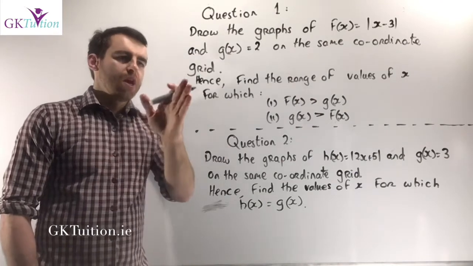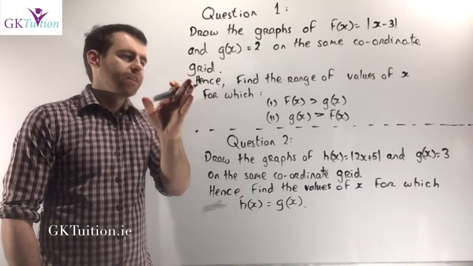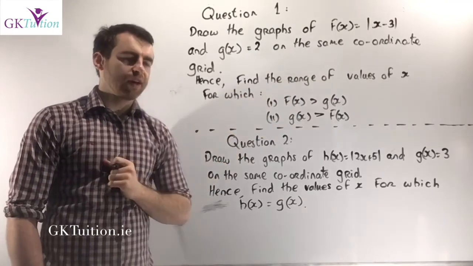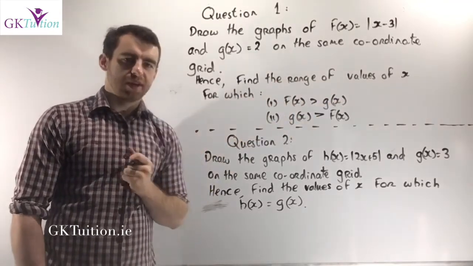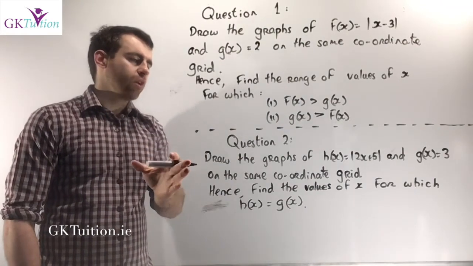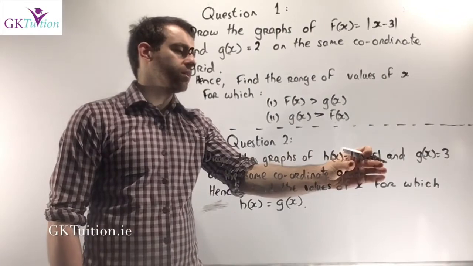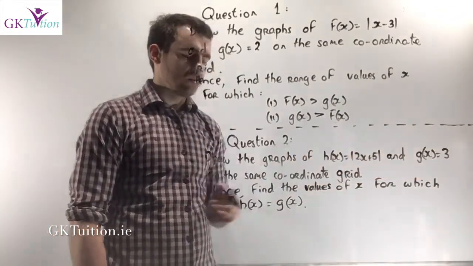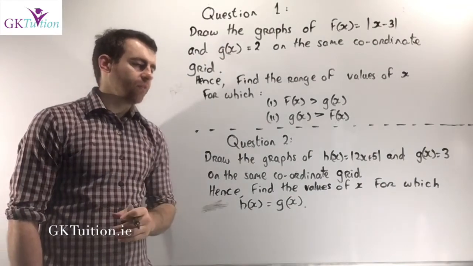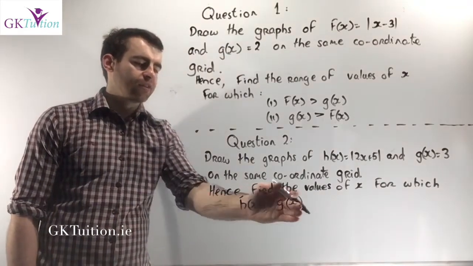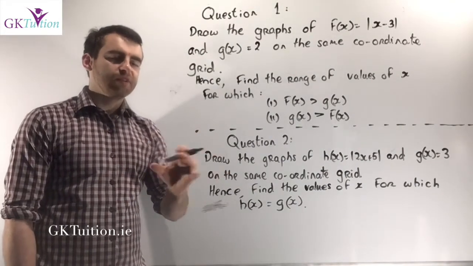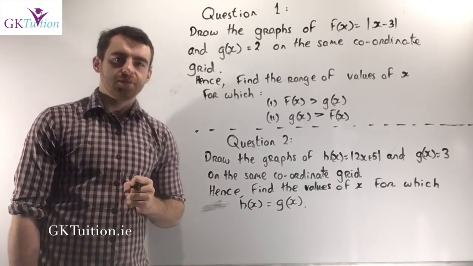Once you've drawn your 2 graphs, you then need to hence find the range of values of x for which f of x is greater than g of x and for which g of x is greater than f of x. The second question is similar to that. I want you to draw the graphs of h of x equals the modulus of 2x plus 5 and g of x equals 3 on the same coordinate grid. Then I want you to hence find the values of x for which h of x is equal to g of x. So I want you to pause the video now, attempt these 2 questions yourself, and then compare them to my solutions.